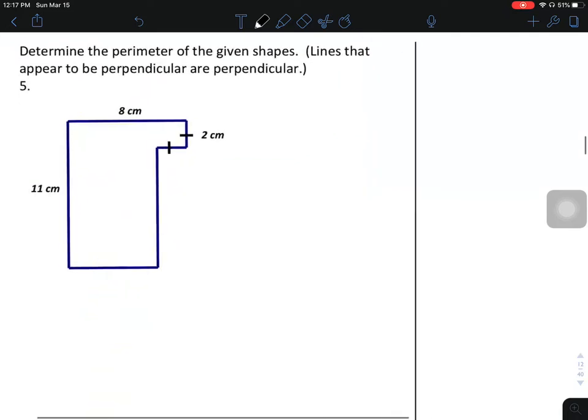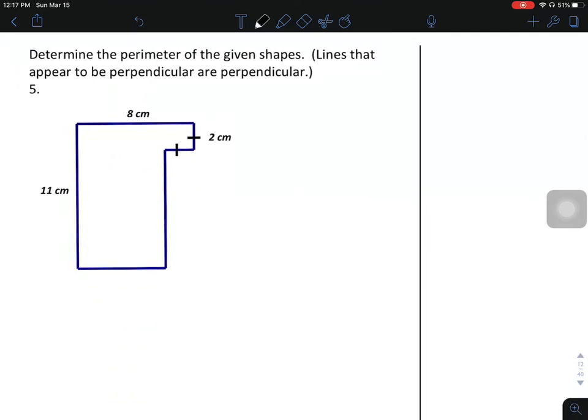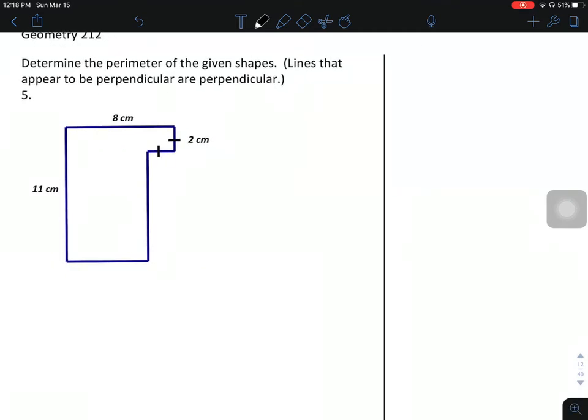On the flip side, determine the perimeter of the given shapes. Lines that appear to be perpendicular are perpendicular. Well, that's convenient. So, what do we do here? There are different ways to look at this, and let me show you a couple. One way is simply to say, this is 8, so the perimeter consists of an 8, and this is 11, and the distance from here to here we don't know yet, so I'll leave that off.